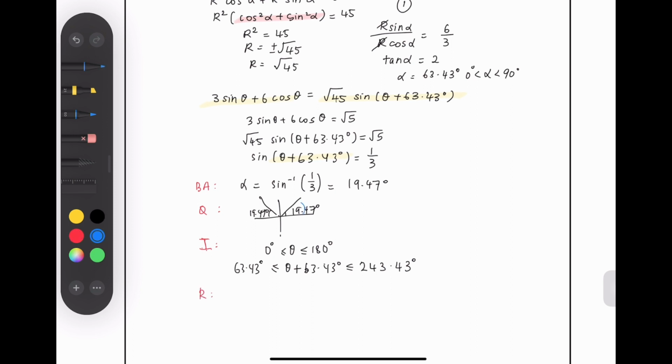Rotation. Okay, so we're going to rotate the first one. So our answer would be theta plus 63.43 equals, the first rotation should be 19.47. But we can see that from the interval, we have increased the minimum to be 63.43. So we can ignore 19.47. We're going to rotate the second one. The second one is 180 minus 19.47, and the answer is 160.53. So theta equals 97.1 degrees.